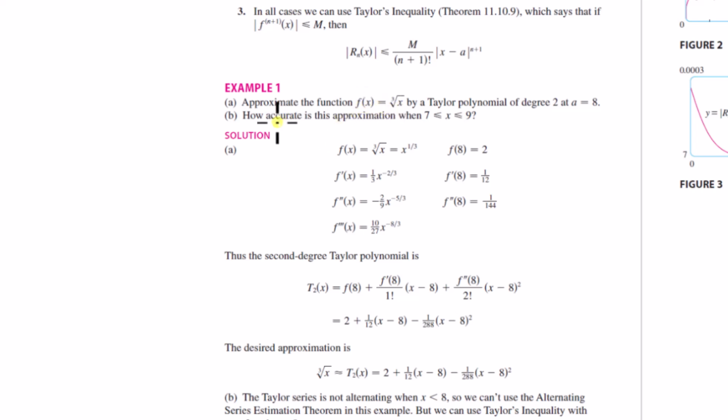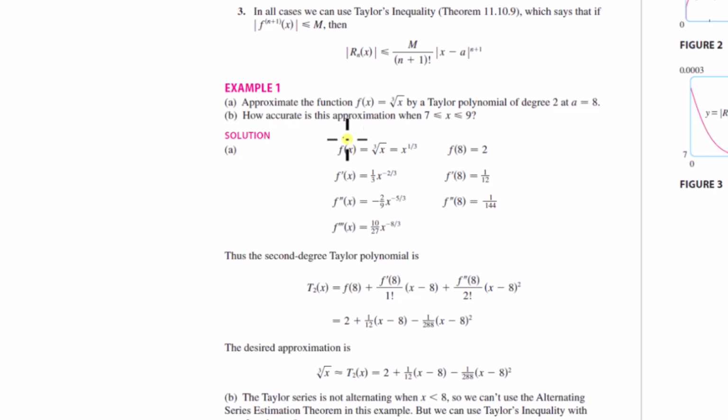Okay, then it says, how accurate is this approximation when x is between 9 and 7? So if we restrict the inputs to x between 7 and 9 inclusive, then how accurate will the approximation be? So we're going to say n is equal to 2. If n is equal to 2 and we're plugging in values between 7 and 9, centered at 8, how accurate is our Taylor polynomial going to be?